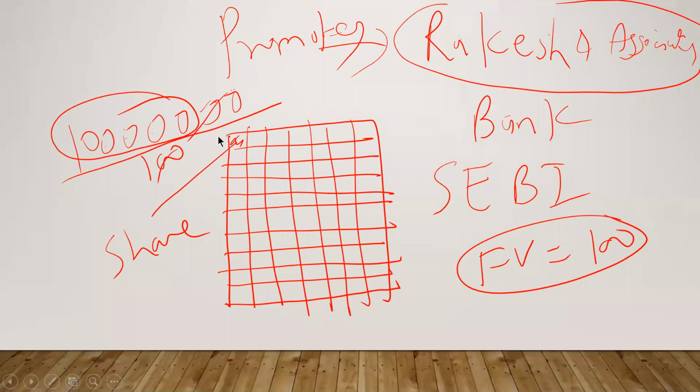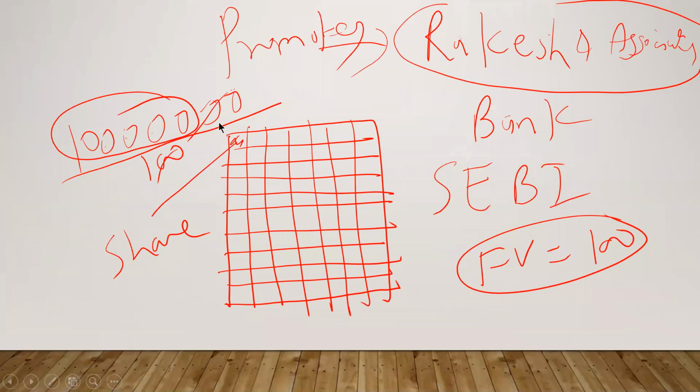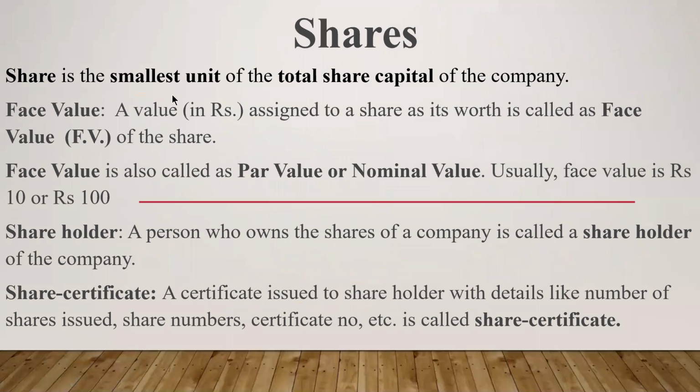I hope you have understood. The entire capital which is required to start a business is divided into small units, and the smallest unit is called a share. So see how I have defined it: a share is the smallest unit of the total share capital of the company. The total share capital is, say, 1 crore, the smallest unit is 100, and that is called a share.